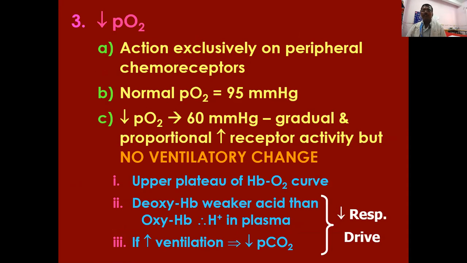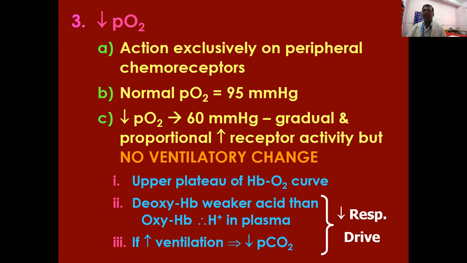See, previously both increased CO2 and increased hydrogen ion are potent stimulants of the respiratory center, and decreased oxygen has less capacity to stimulate the respiratory center. The action is exclusively on the peripheral chemoreceptors. Normal partial pressure of oxygen is 95 millimeters of mercury, and with decreased partial pressure of oxygen to 60 millimeters of mercury, there is a gradual and proportional increase in receptor activity, but no ventilatory changes.